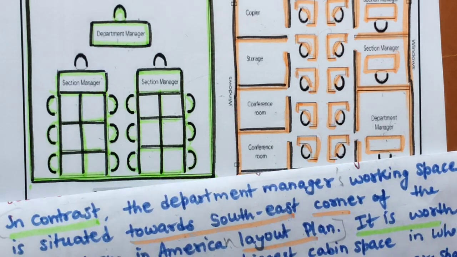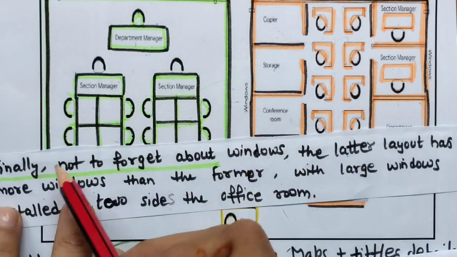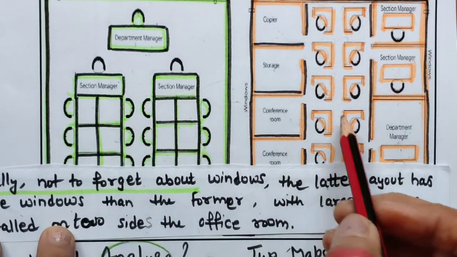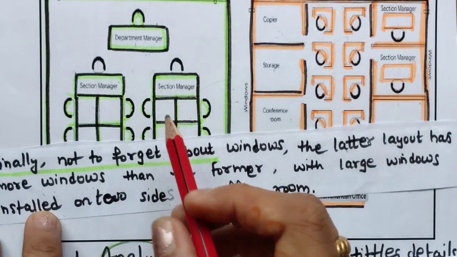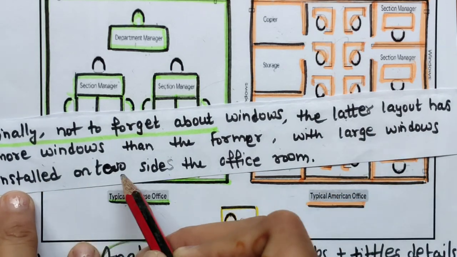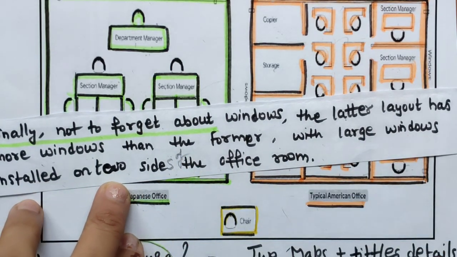Now the last line is also there. Everything we have talked about, we have forgotten windows. Finally, not to forget about the windows, the latter, this is the latter, the second one. The latter layout has more windows than the former, this is the former, meaning the first map, with large windows installed on two sides of the office room. So this is my writing task 1.